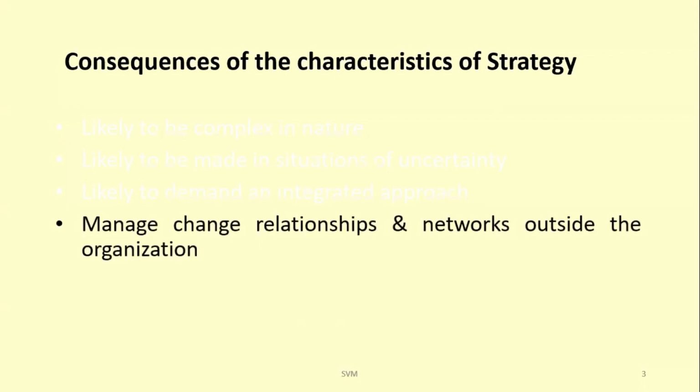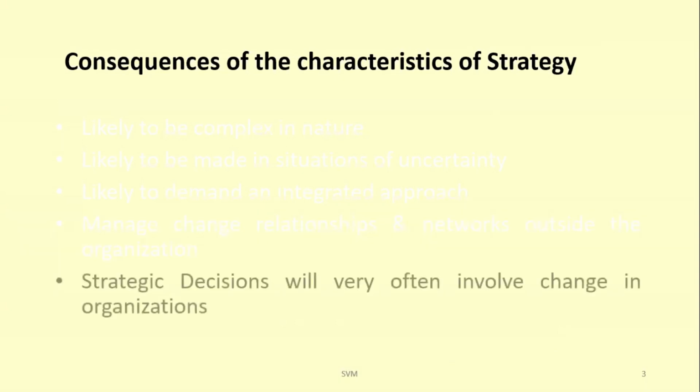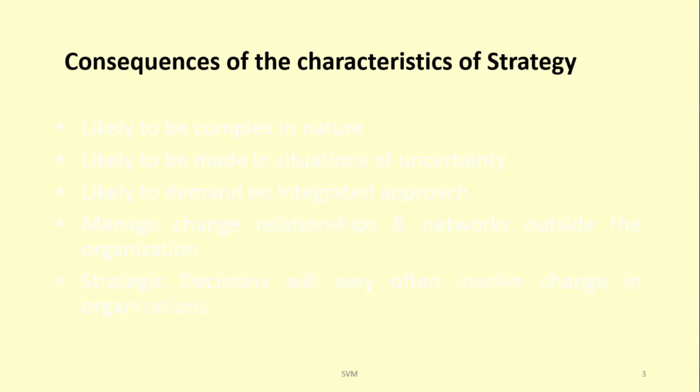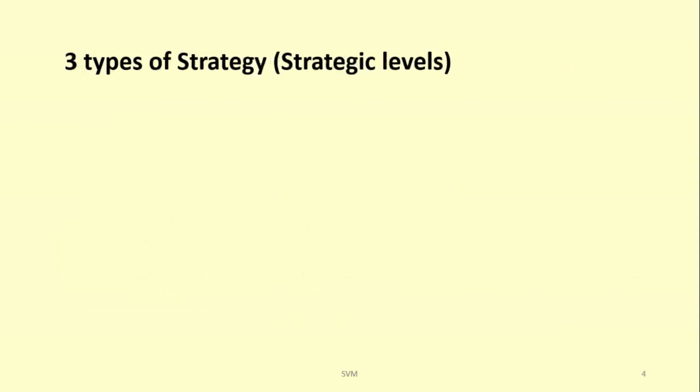Manage change relationships and networks outside the organization. So there may be development of a network. You may have to develop a network. You may have to change a little bit our relationships with the outside people when you are trying to implement certain strategies. Strategic decisions will often involve change in the organizations. These are the consequences, what we can expect out of the characteristics we spoke about.